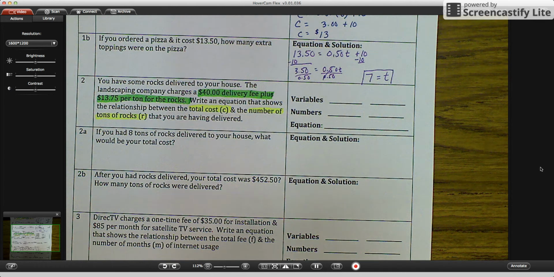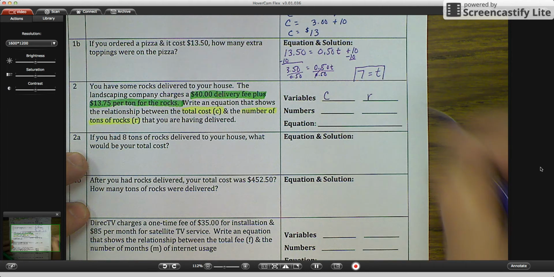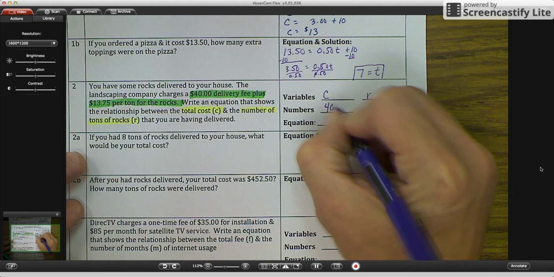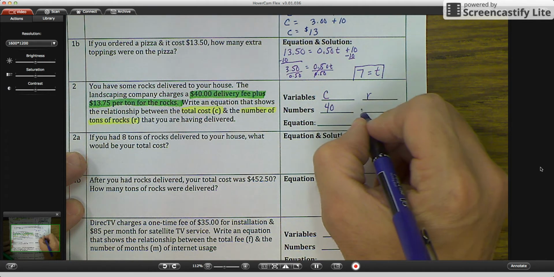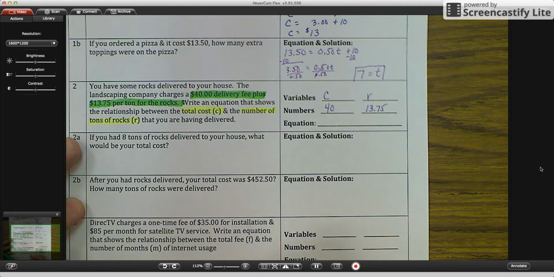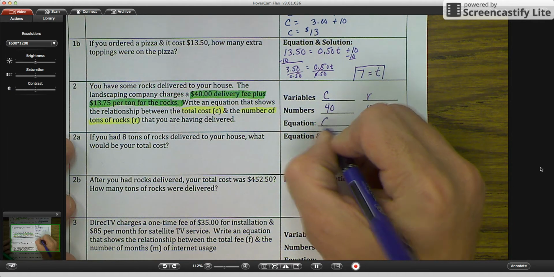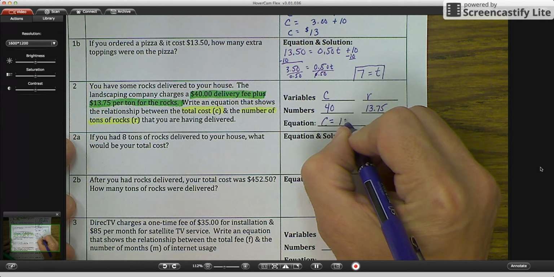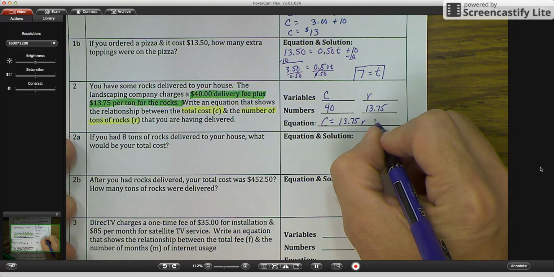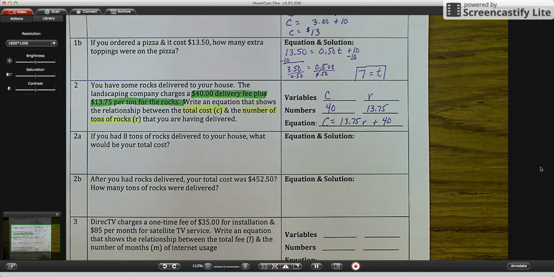So when I go over here, for my variables, I'm going to do C for my cost and R for my rocks. Then my one-time cost is $40, and my price per ton of rock is $13.75. As I look above and use the example from above, my total cost is equal to $13.75 times every ton of rock, and then add that to the $40 delivery fee. So that's the formula we're going to use.